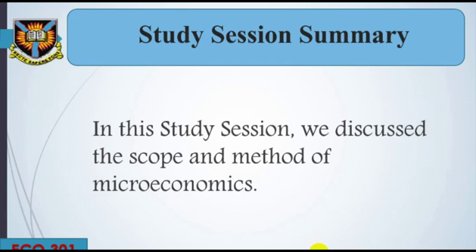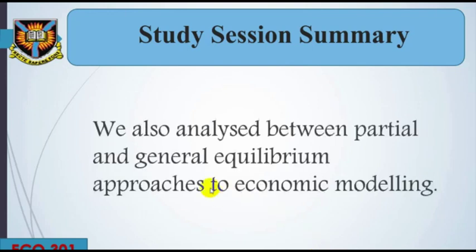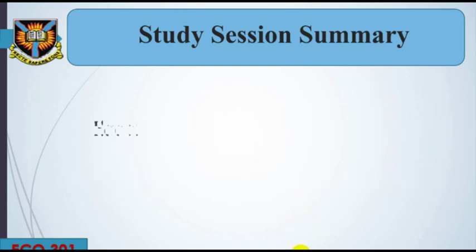There are two approaches to economic model building. These are partial and general equilibrium approaches. Partial equilibrium analysis is the examination of individual economic agents in isolation, while general equilibrium theory is the examination of all markets and all decision making.